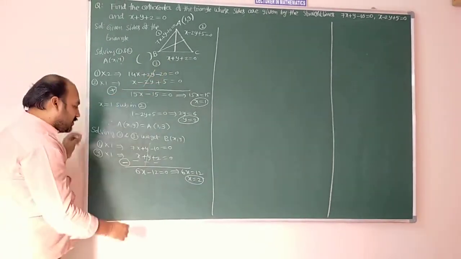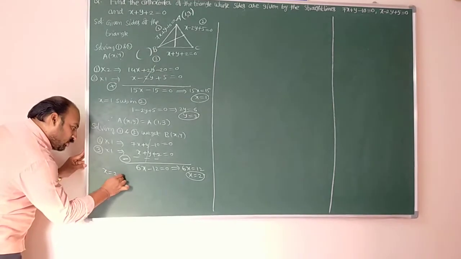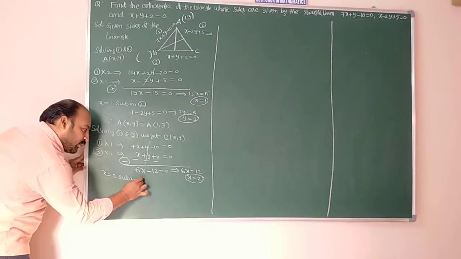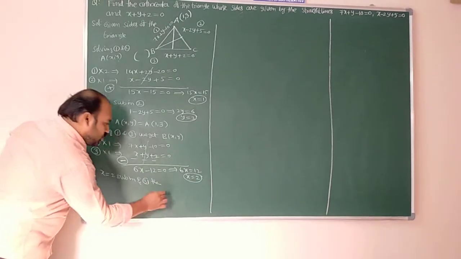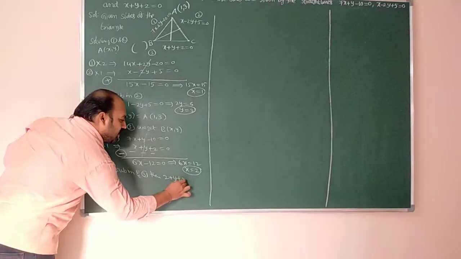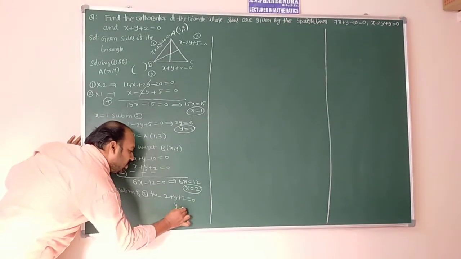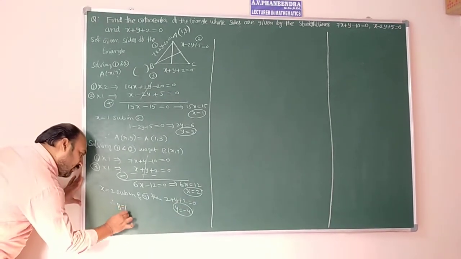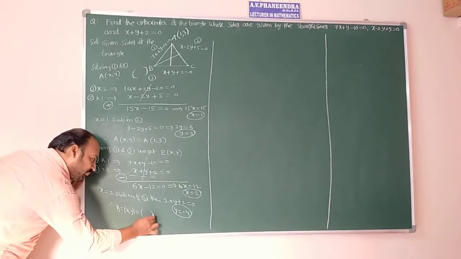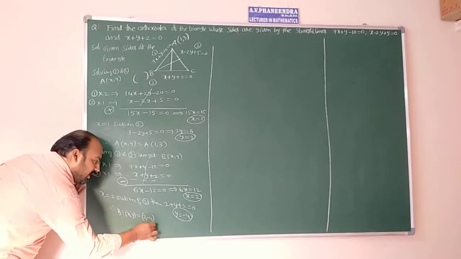Substitute x is equal to 2 in equation 3. Then 2 plus y plus 2 equal to 0. So y is equal to minus 4. Therefore, the coordinates of B of x comma y is equal to 2 comma minus 4.